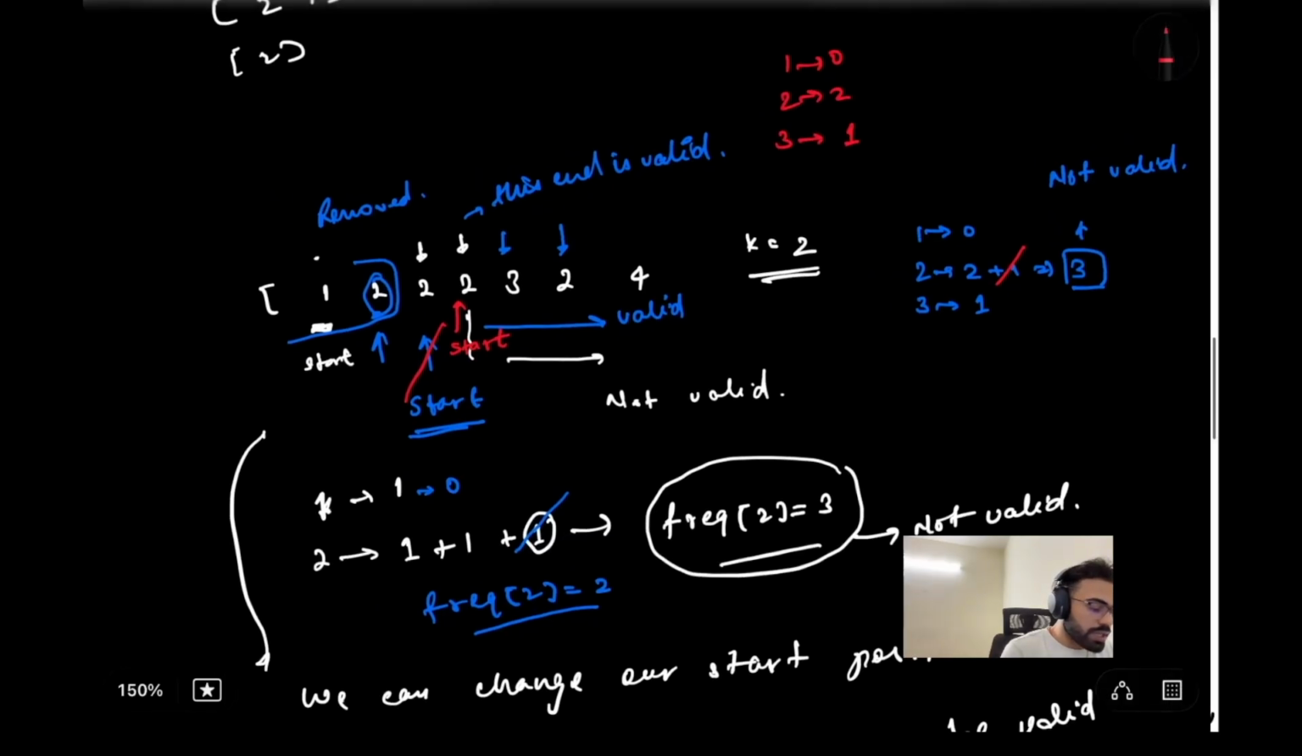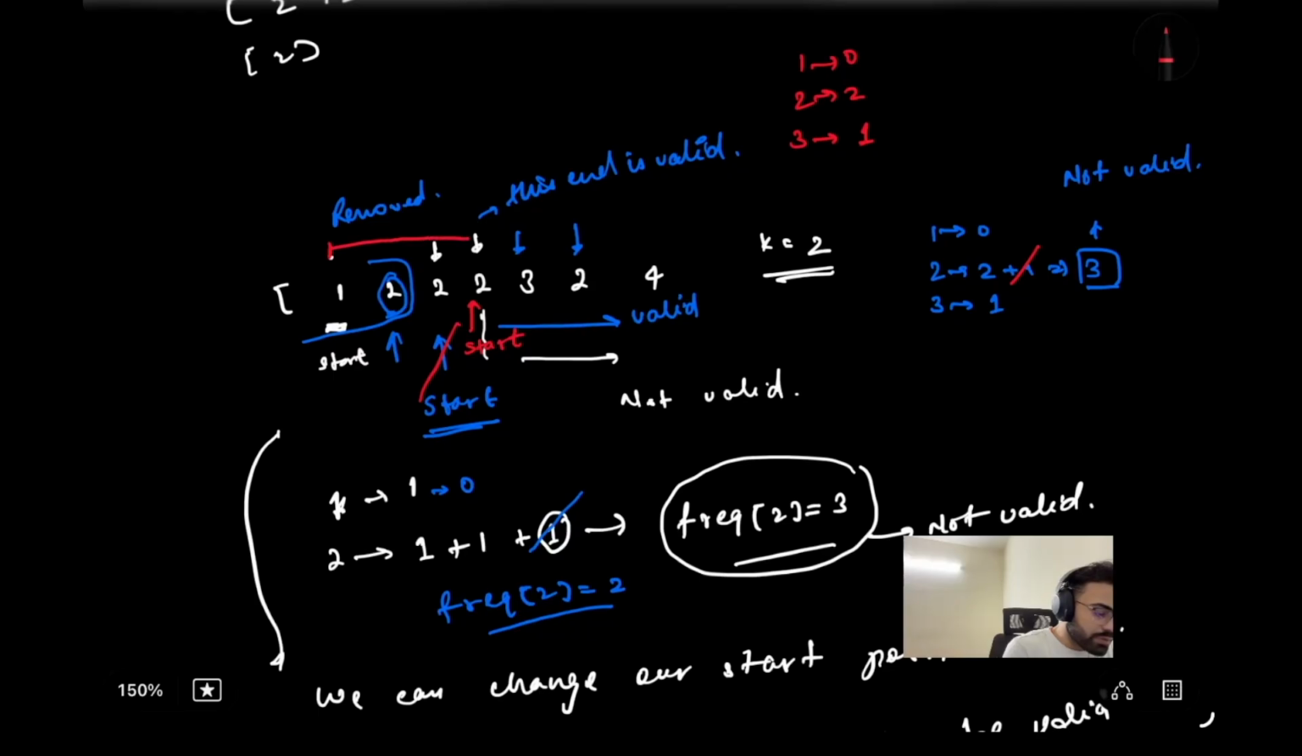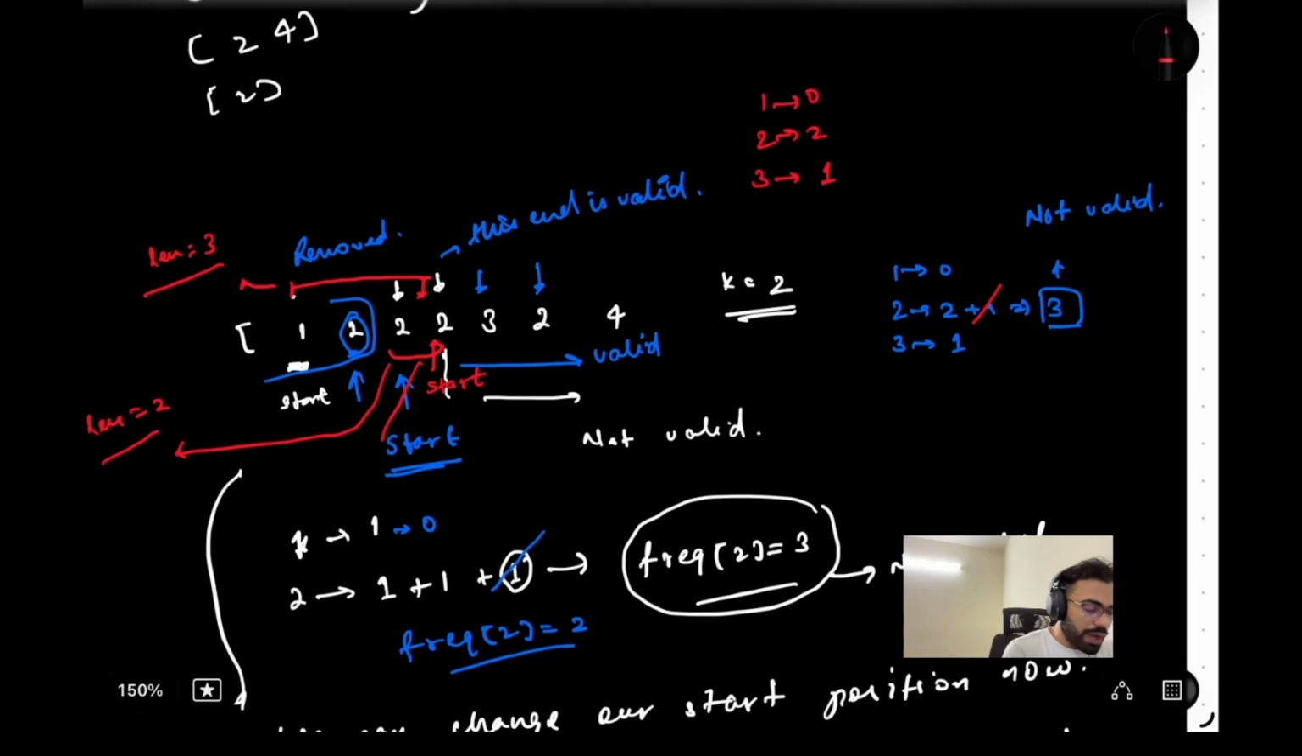Now see, in the initial one, this one was valid, this one was valid, so length equals 3. In the second phase, these two are valid, so length equals 2. Now see, when we come to this position, this becomes invalid. So we move our start position to here now.